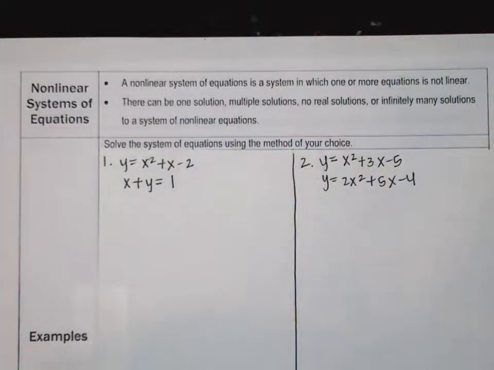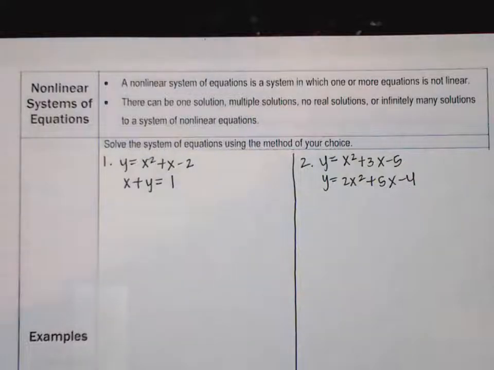So a nonlinear system of equations is a system in which one or more equations is not linear. So a circle, an ellipse, a parabola, something like that. It can be with a linear, it cannot be with a linear. And with nonlinear systems of equations, there can be one solution, multiple solutions, no real solutions, or infinitely many solutions to a system of nonlinear equations.